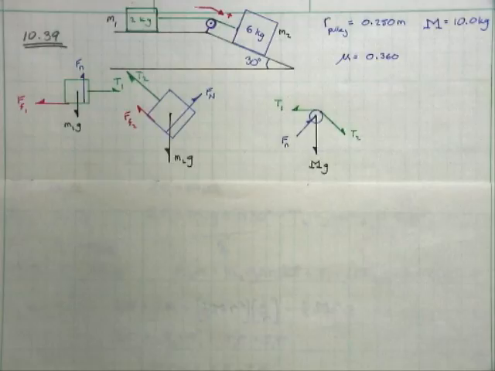The first thing that you're asked to do in this problem is to draw a free body diagram for mass 1, mass 2, and the pulley. And I've done that. Throughout this little explanation, I would encourage you to hit the pause button if you need to take a closer look or a longer look at some of these points.